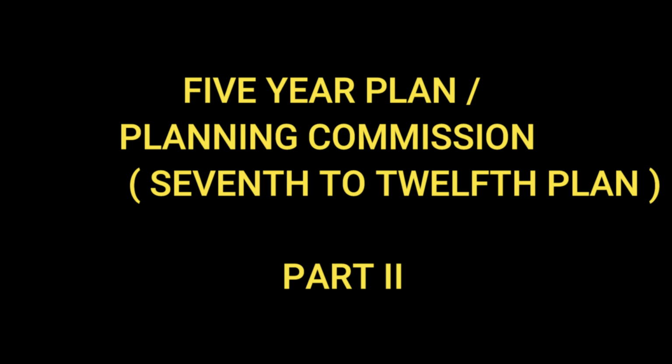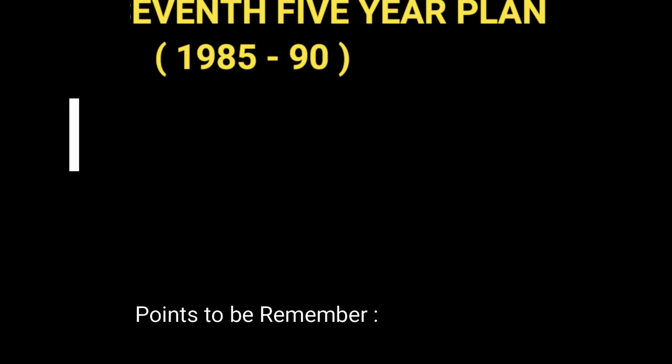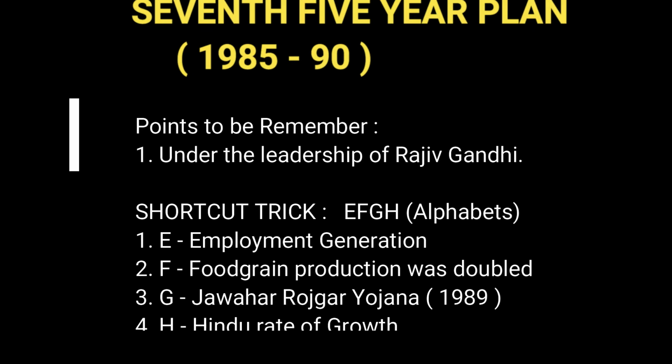In this video, we will see the second part of 5-year plans. Seventh 5-year plan, 1985 to 90. Points to be remembered. First, under the leadership of Rajiv Gandhi.